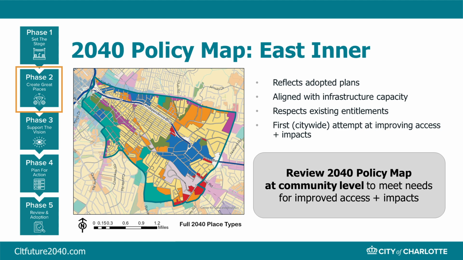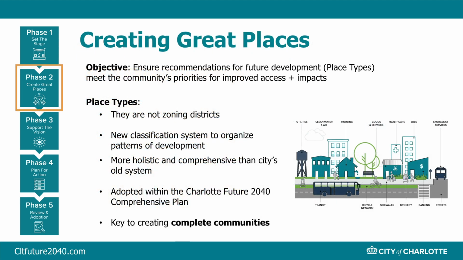Next year, in Phase 3, we'll return for another round of community workshops to discuss needed infrastructure projects and supportive programs here. I've mentioned place types several times. They are a tool for organizing patterns of development. They're more holistic than Charlotte's previous tool because they provide guidance for land use, design, mobility, and open space amenities. Place types will help ensure future development creates complete communities across our city.